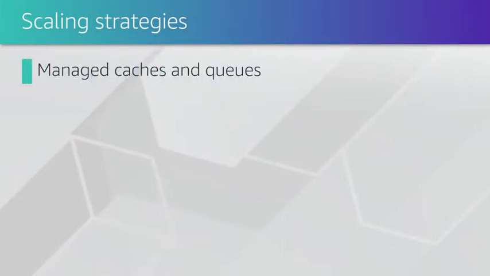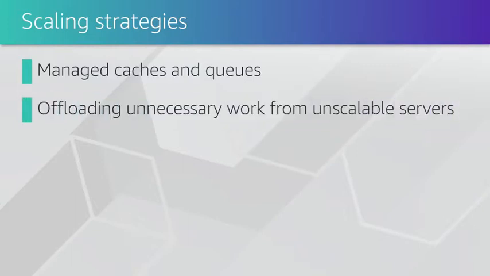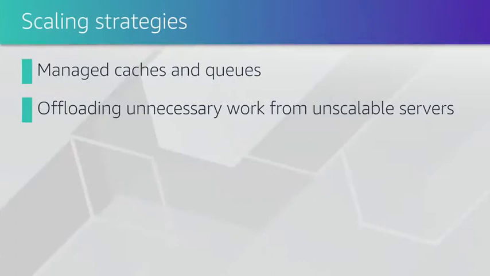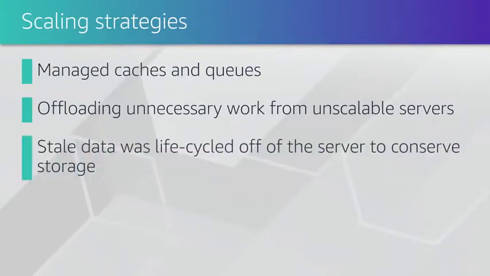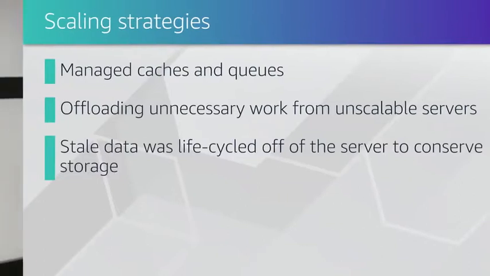In these cases, architecting in such a way so that you don't have to dynamically scale would be the way to go. Looking at adding other components to help when you can't scale would be a good way to design around this. Resources like managed caches and queues help to not lose requests when scaling is limited. Also, offloading unnecessary work from unscalable servers could help. If you're working with a caching server and increasing its resources is going to be difficult, perhaps it would be easier if stale data was lifecycled off the server to conserve storage and not over-provision and overspend. Strategies like these are just some of the ways you can work around these constraints.